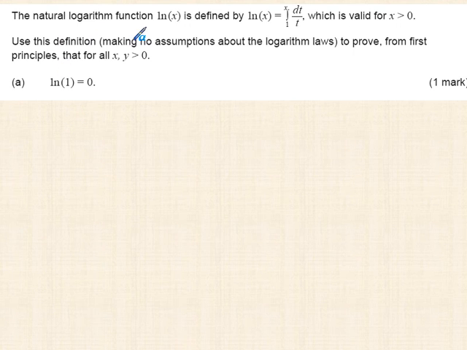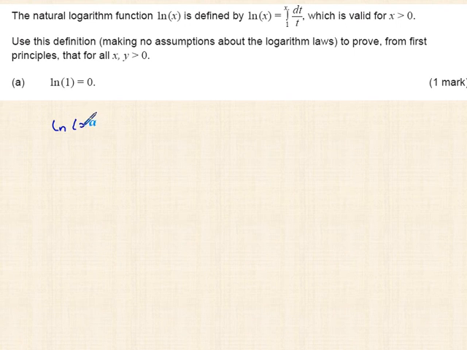The natural logarithm function is defined like so, and it's valid for values of x which are positive. Use this definition and, making no assumptions about the log laws, prove from first principles the following. Firstly, log 1 is 0.